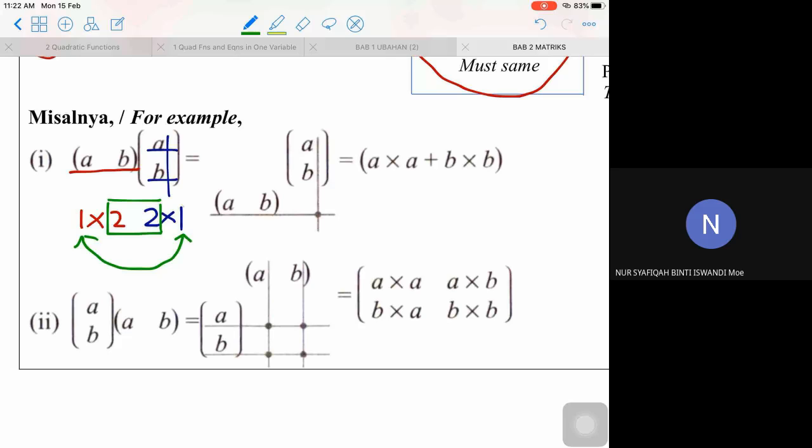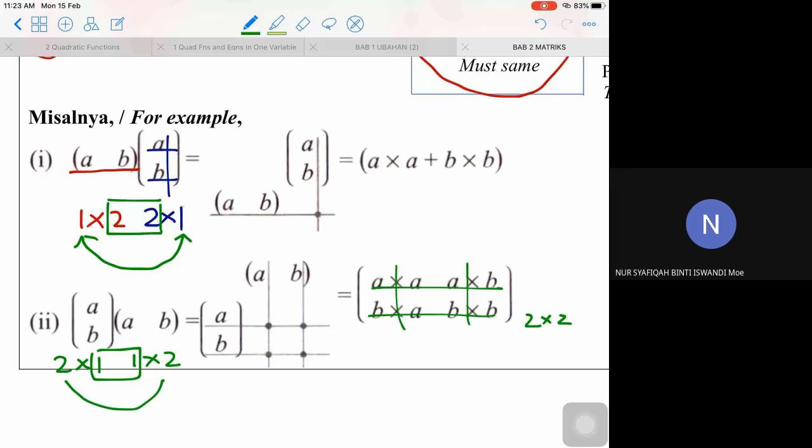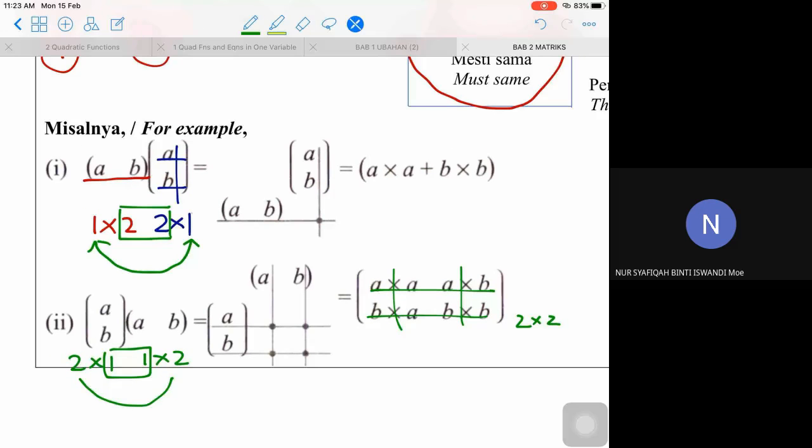Also the same for the second. If you look at the second, this is 2 rows, 1 column, and this is 1 row, 2 columns, and this is the same. So the answer should be 2 times 2, which means we have 2 rows and 2 columns. So we have 4 elements inside our answer. Okay, so that is the basic concept first. Next we go to the example.